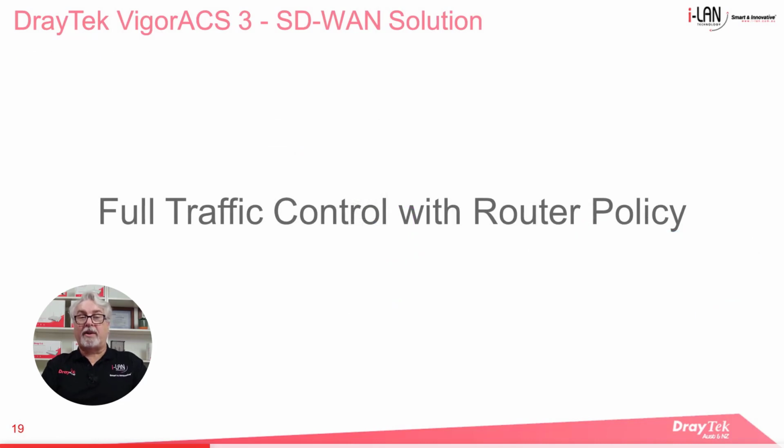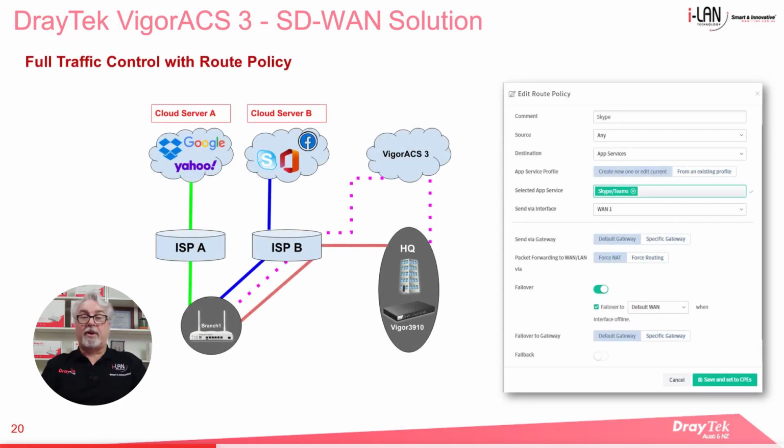SD-WAN also provides routing control by allowing a network administrator to specify the desired route for selected applications and domains to ensure specific routing scenarios can be accomplished. You'll find this option under Configuration, Route Policy, plus Add New Route Policy. For example, in this diagram, we can have Skype traffic going to ISP A connected to WAN 1 of the branch office.